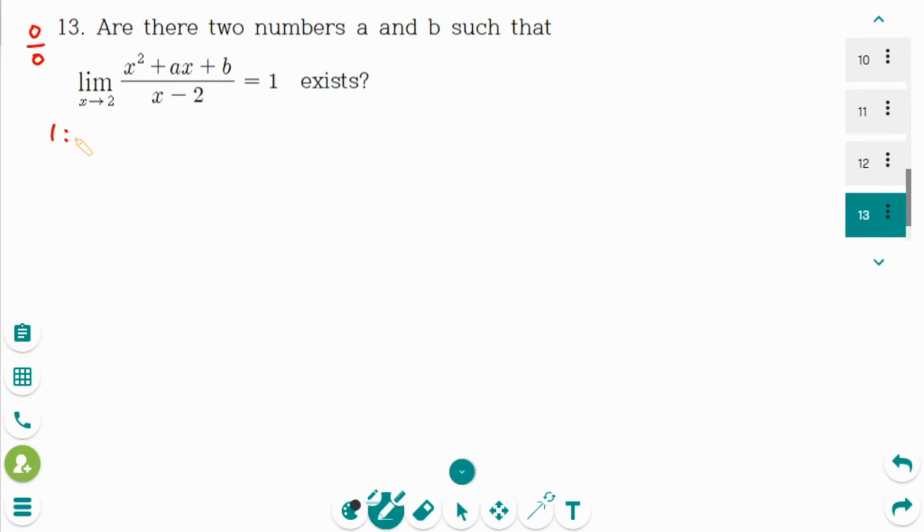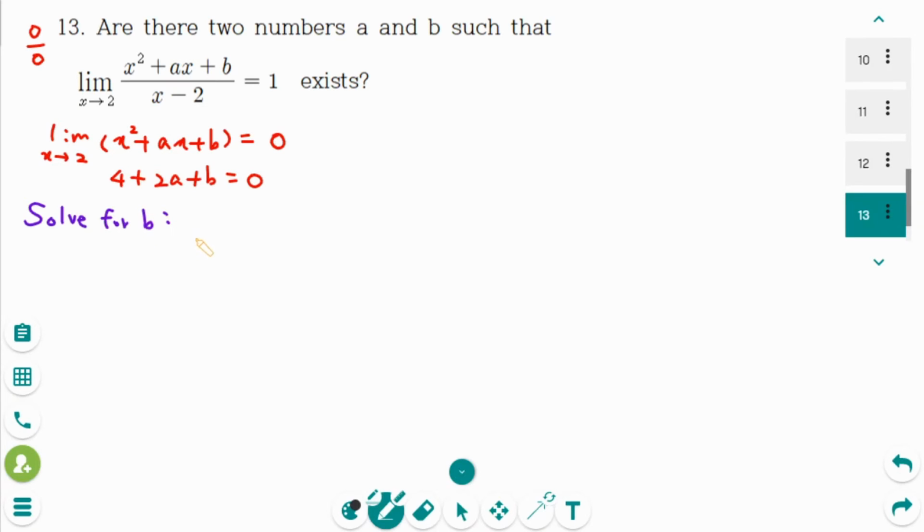For the numerator, the limit as x approaches 2, x squared plus ax plus b equals 0. So put 2 into x: 2 squared equals 4, plus a times 2 is 2a, plus b equals 0. Then solve for b. So b equals minus 2a minus 4.